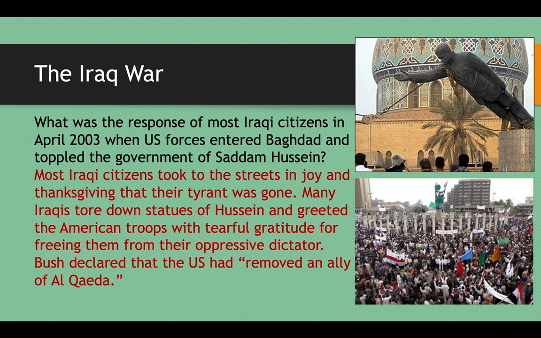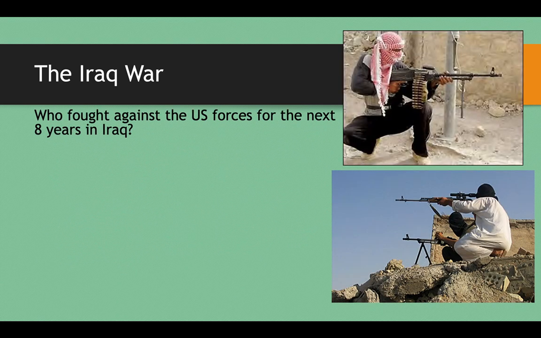So once Saddam Hussein was taken out of power, the Shia majority is very happy that their oppressor is gone, but the Sunni minority see it as their protector being taken away. And so they very much fought against America's occupation of Iraq. So this caused the Iraq War to last a very long time.